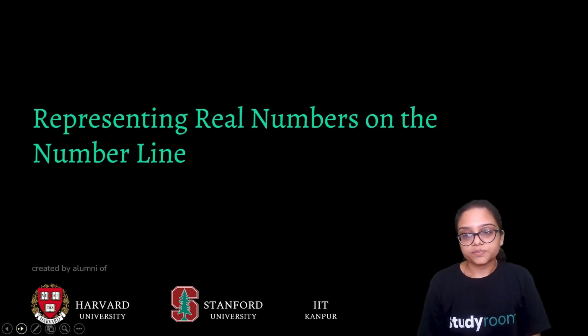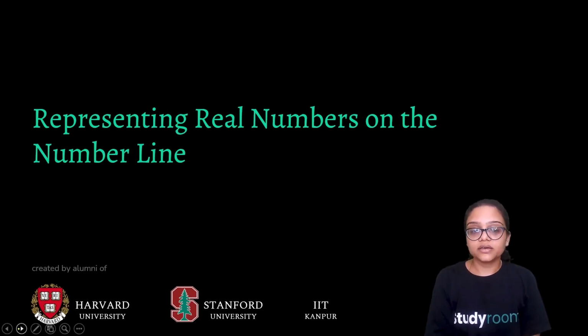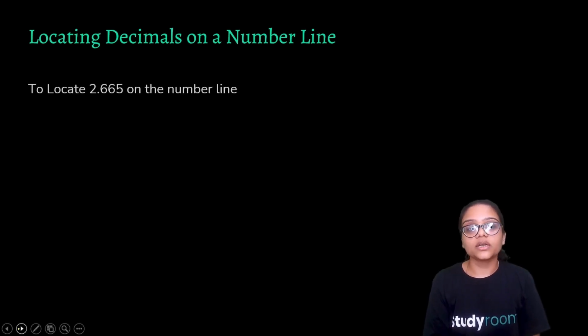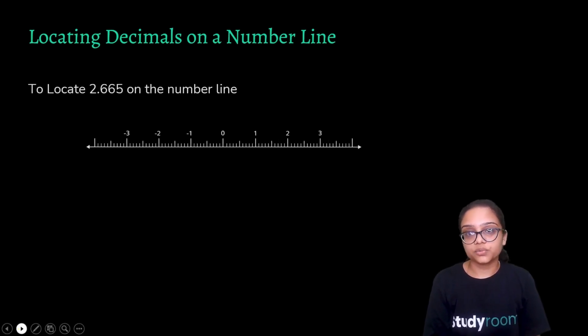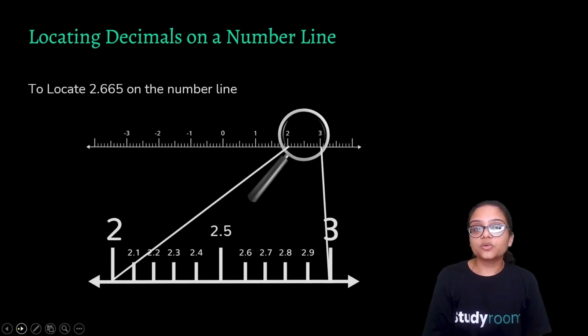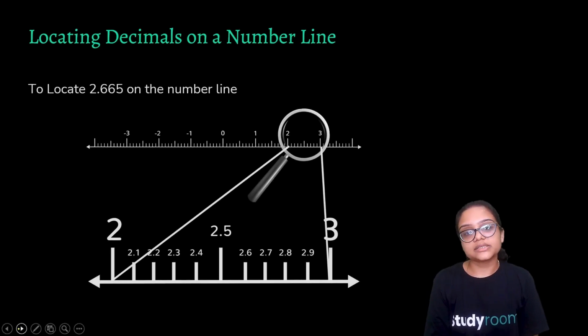Now I hope the things I have covered till now are clear to you. Moving ahead, we will be representing real numbers on the number line. So how do you represent real numbers? Locating a decimal on a number line. Suppose you are required to locate 2.665 on the number line. How would you do that? Firstly, simply create a number line. And you know that 2.665 is greater than 2 and less than 3. So we would zoom in on the area between 2 and 3.